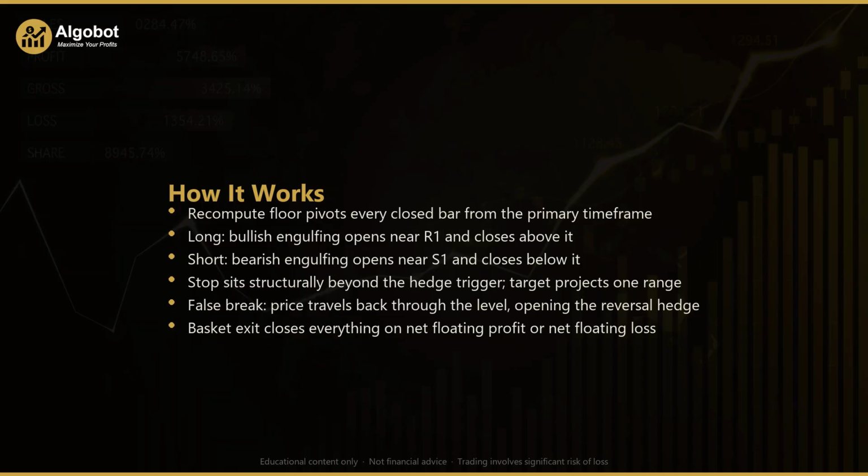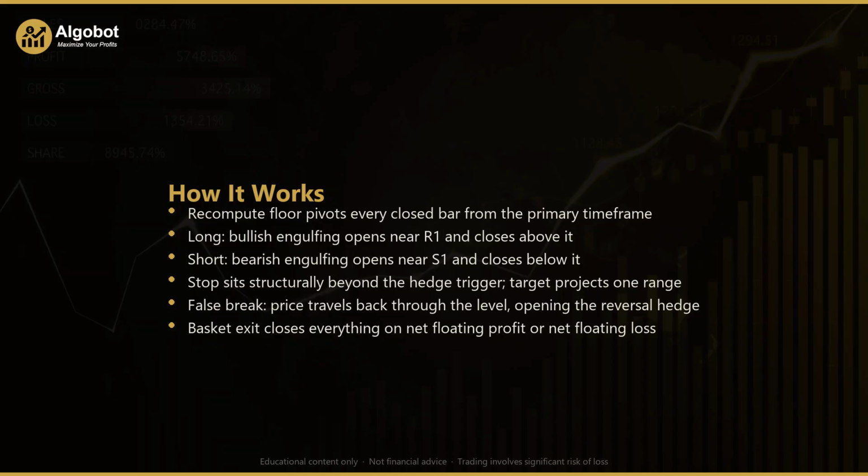Here is the signature part. While the single base position is open, the strategy watches for the breakout to fail. If price travels a set fraction of the range back through the broken level, the break is judged false, and the expert advisor opens an opposite position. Now it holds both directions at once, a genuine locked hedge that rides the reversal and offsets the trapped base leg.